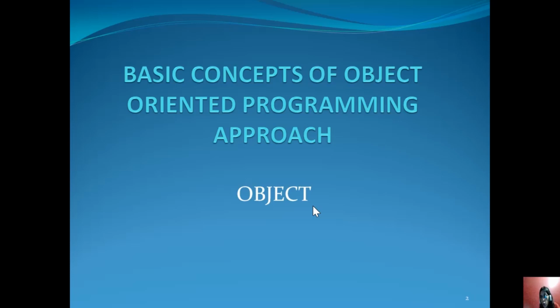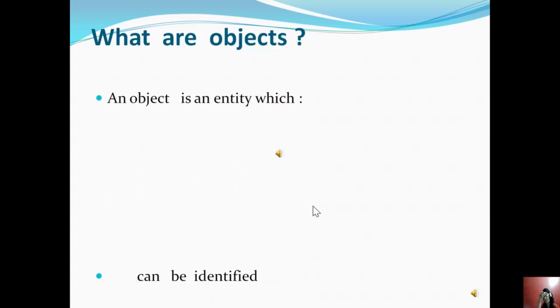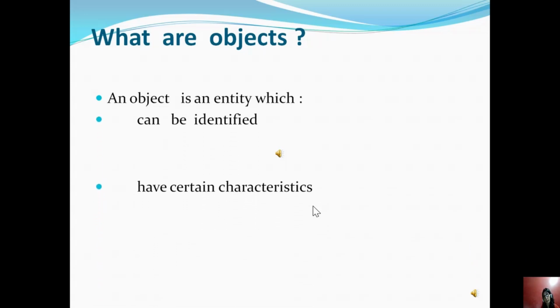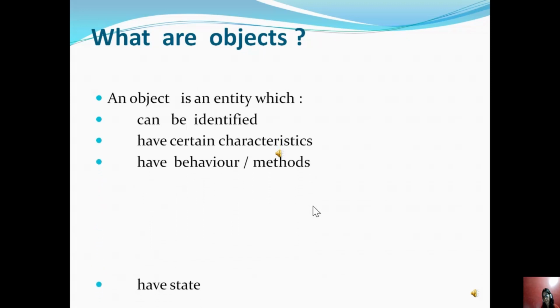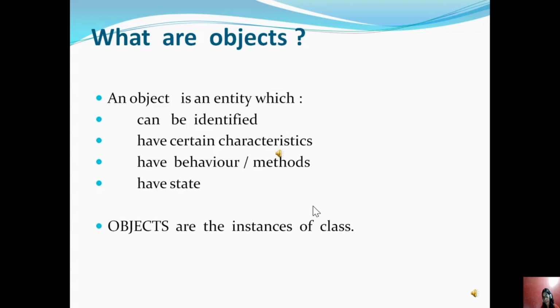Now, when a group of objects having similar characteristics are grouped together, they form a class. So a class is a blueprint of an object. The class is used for creating objects. Therefore, an object is an entity that can be identified. It has certain characteristics, certain behavior or methods, and objects have a state. Objects are also known as instances of a class.